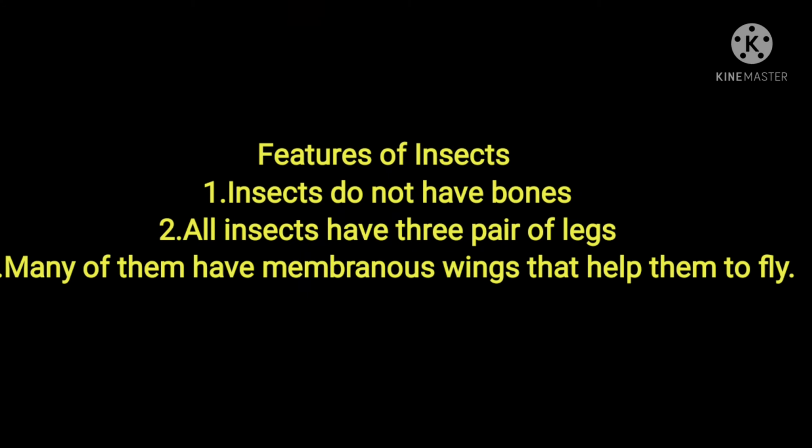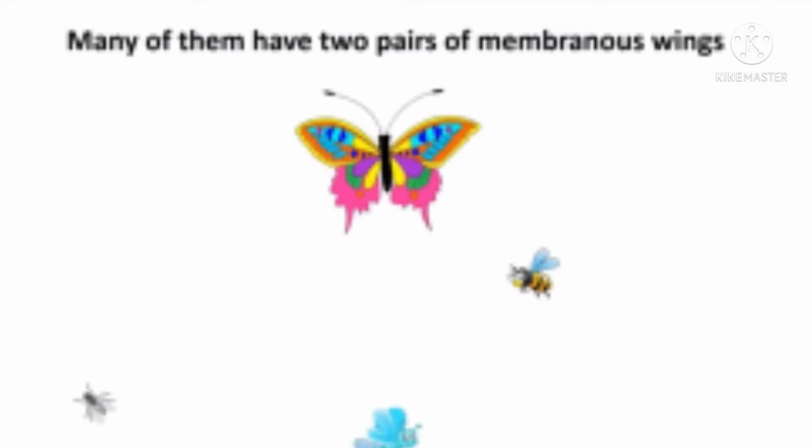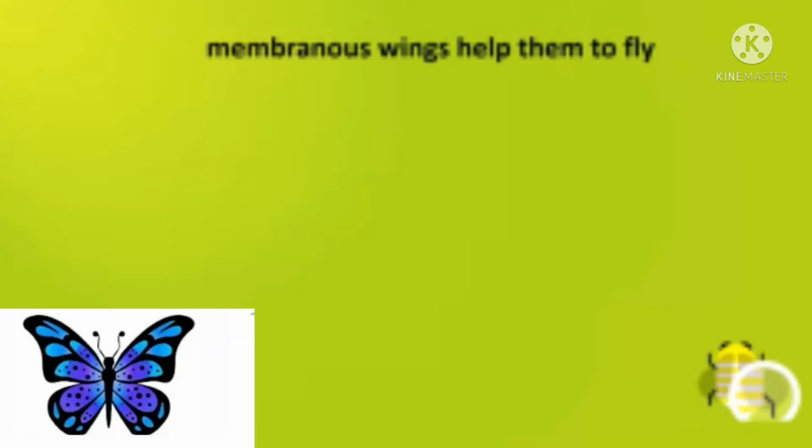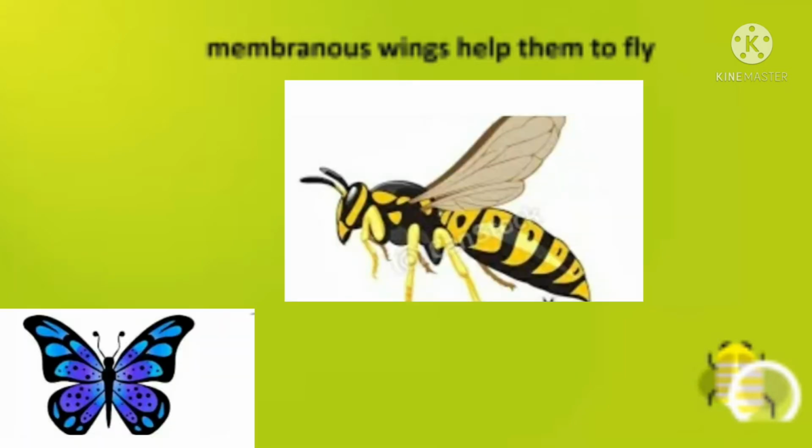Number 1, insects do not have bones. Number 2, all insects have 3 pairs of legs, that is 6 legs in all. Number 3, many of them have 2 pairs of membranous wings which help them to fly.